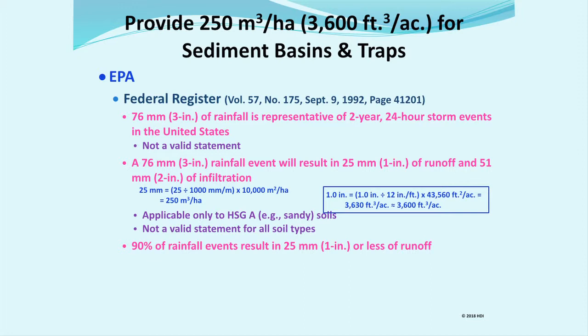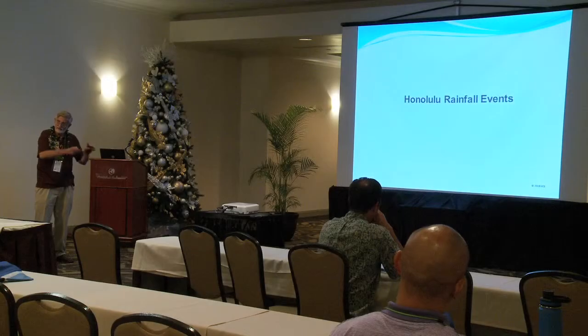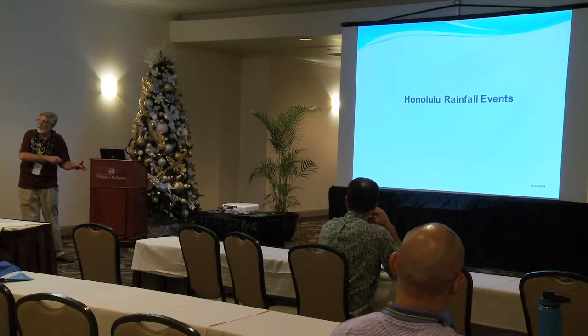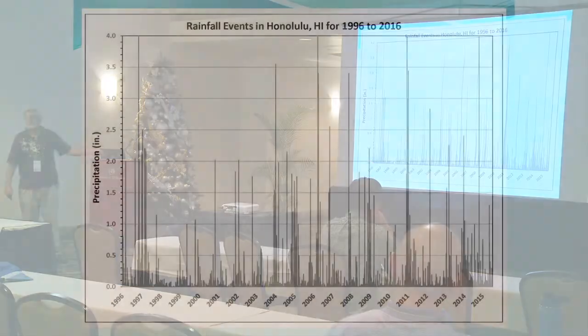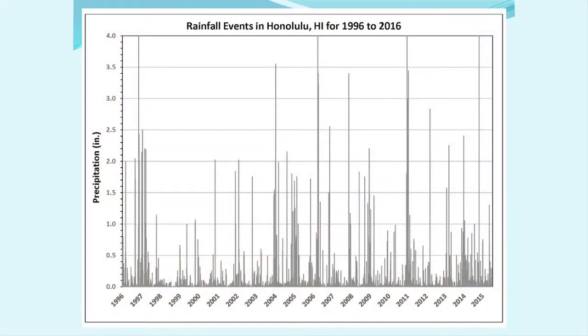90% of all rainfall events result in 1 inch or less of rainfall. That is not so far-fetched. Let me show you why. Let's take Honolulu, and then we're going to take Hilo after that. So we're going to have relatively dry. We have about 17 inches of precipitation in Honolulu. That's all the rainfall events from 1996 to the beginning of 2016.